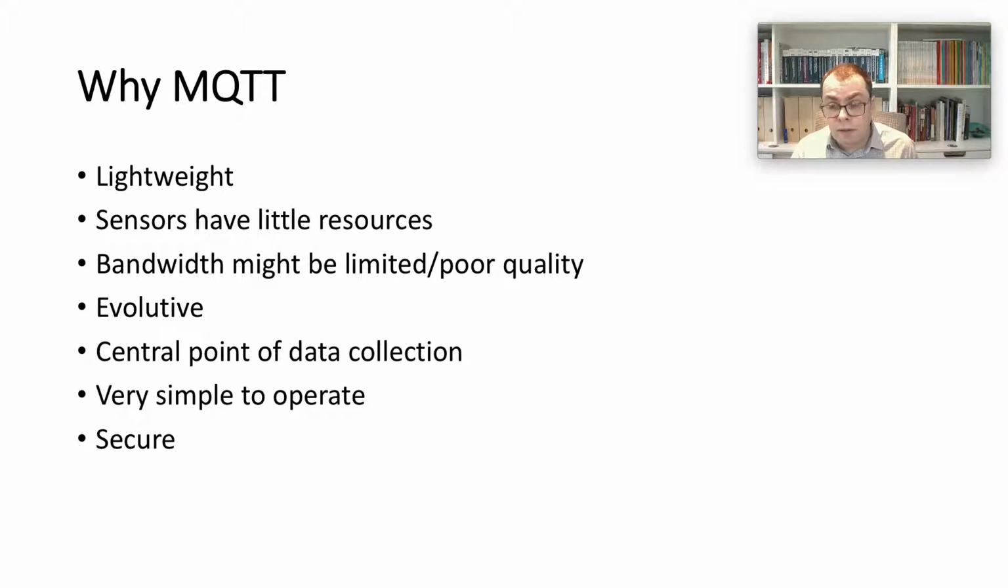We need to take this into consideration when we are deploying networks for IoT. So the solution needs to be evolutive, and we don't want to be limited to one or two ways to structure the data. It needs to be flexible, and I'm going to show you how it could be flexible. We need a central point of collection for the data, and a central point where the data can be consumed from, and it has to be simple to operate, and it has to be secure.